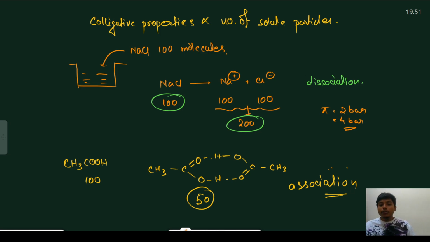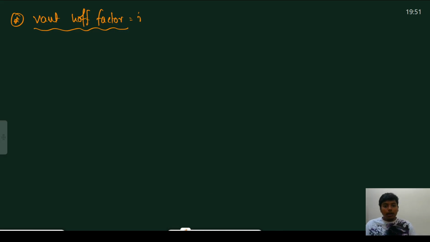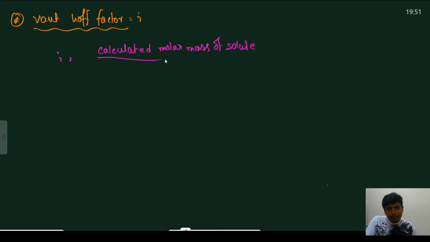To remove this, we use a factor called the Van 't Hoff factor, which is denoted as i. What is i? Simply remember, i is equal to the calculated molar mass of solute divided by the observed molar mass of solute. Either i can be calculated like that.